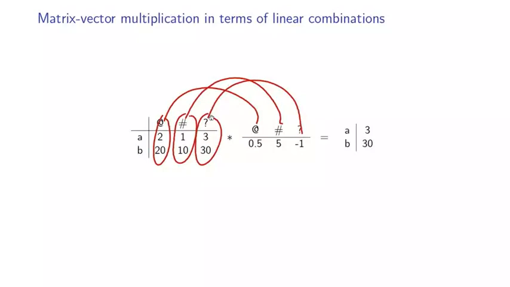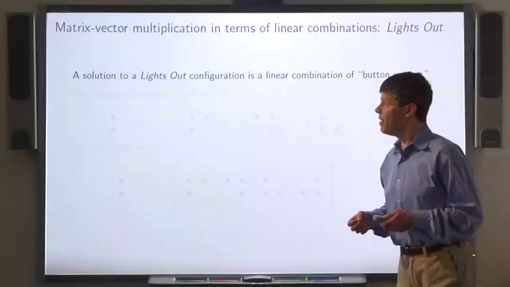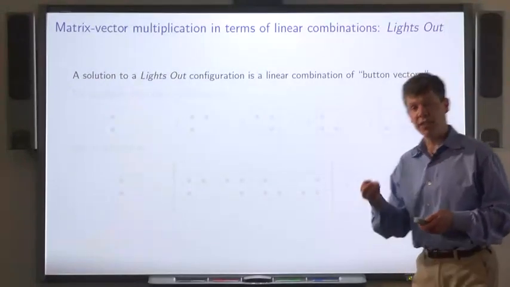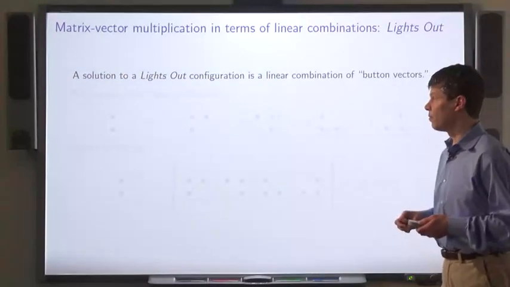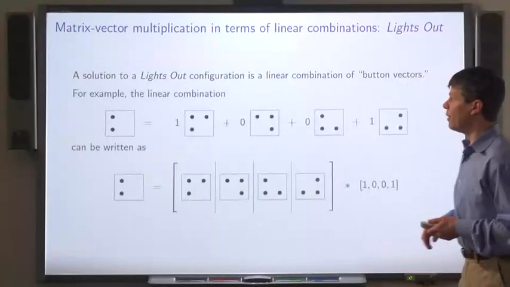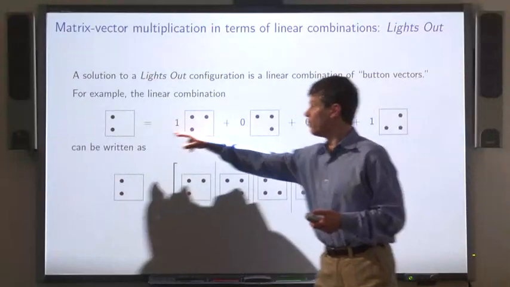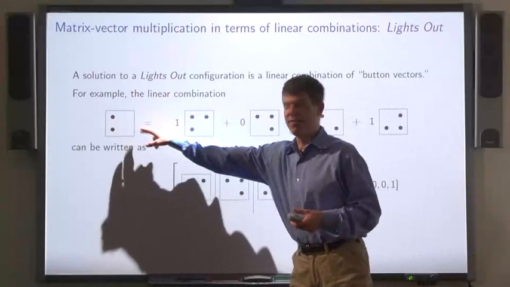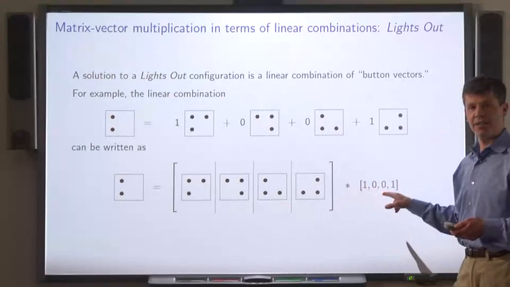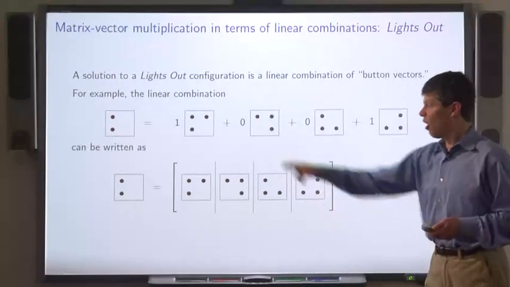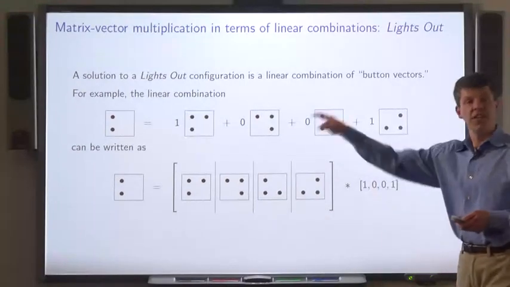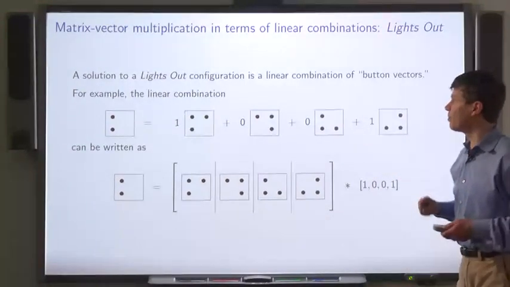And here's the result. Recall the Lights Out puzzle. We said that a solution to a given configuration for Lights Out is a linear combination of the button vectors. And we can write a linear combination as a matrix-vector product. For example, this linear combination, which expresses this configuration in terms of button vectors, can be written as the matrix-vector product, where the columns of the matrix are the button vectors, and the vector specifies the coefficients in the linear combination.